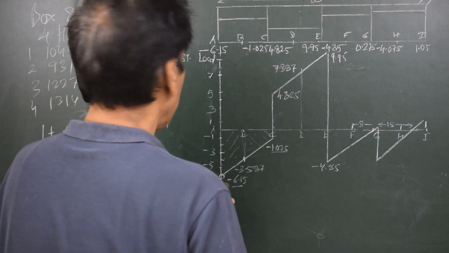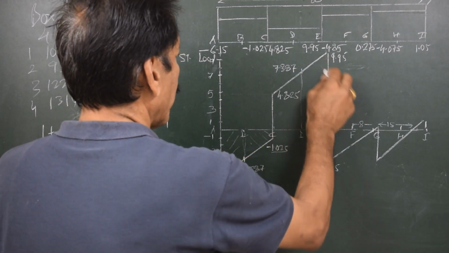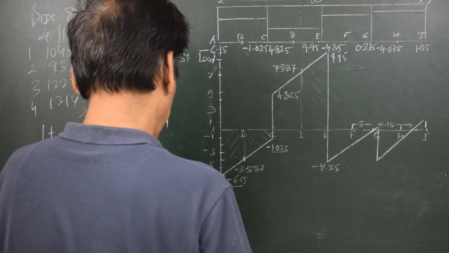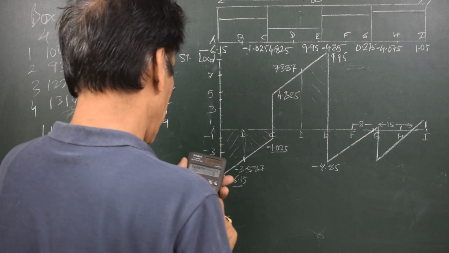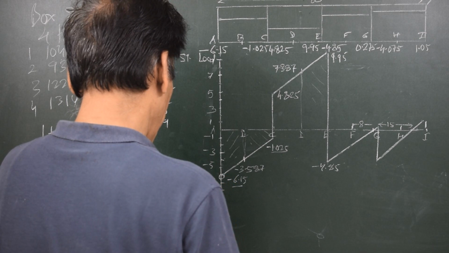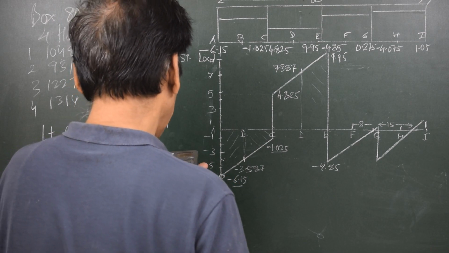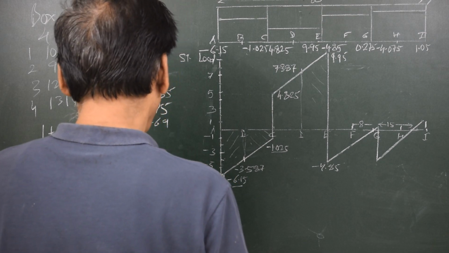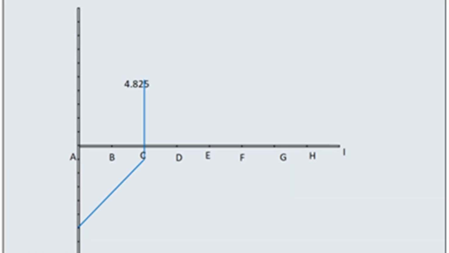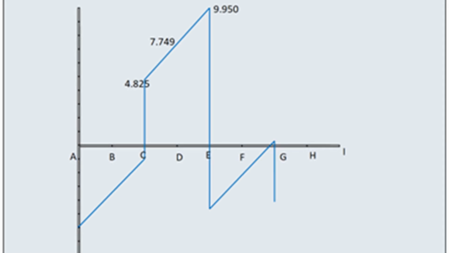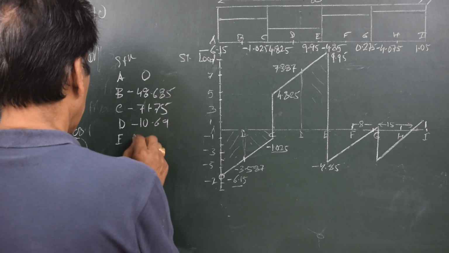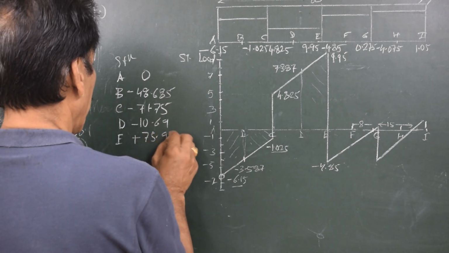Let us find out the area of this trapezium at E. So that is 7.387 plus 9.95, divided by 2, into 10, that is 86.685. So that will have to be treated with minus 10.69, which gives me 75.995. This is plus 75.995.